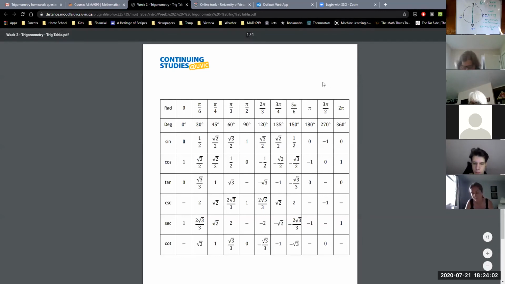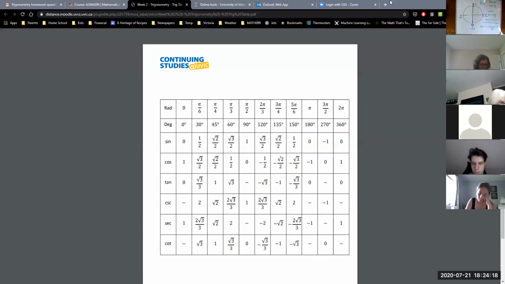This handout is available on the website. I think I called it trig table brackets supplementary. Okay, so this table is actually going to give us the exact answers for all of the questions that we're looking at, but I just want to explain where the positives and the negatives come from.